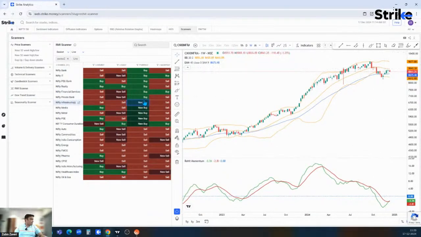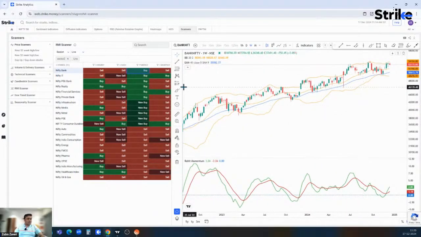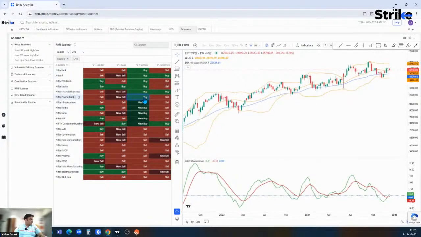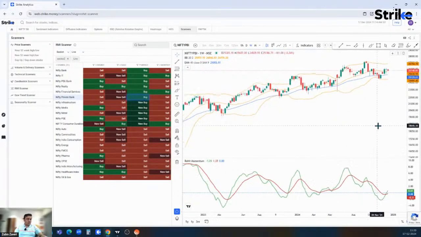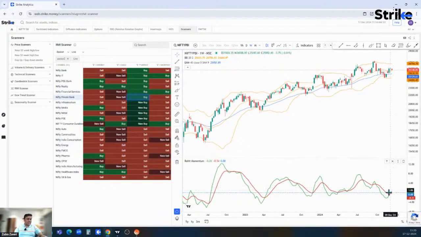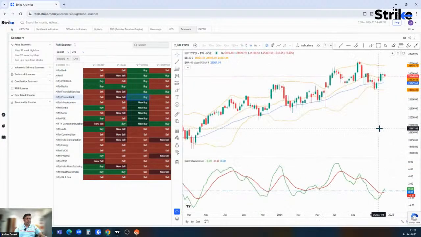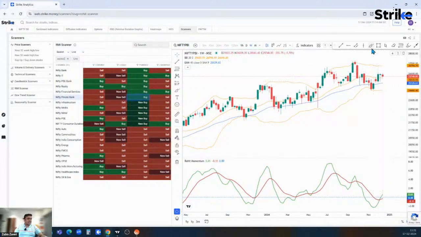In infra, private bank, financial services, realty, PSU bank, IT and Bank Nifty. Probably the Bank Nifty, the financial services and the private bank, the charts of all these three are almost similar. There is a buy mode, RMI is in buy mode, and it seems this index is trying to approach the upper Bollinger Band over here. So kind of an outperformance we can see in banking, private banking and the financial sector compared to Nifty.